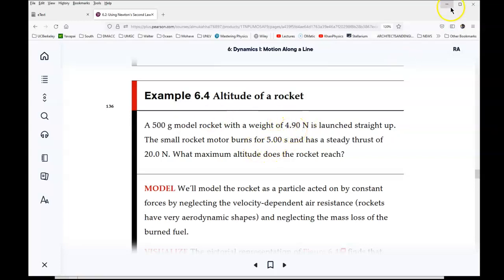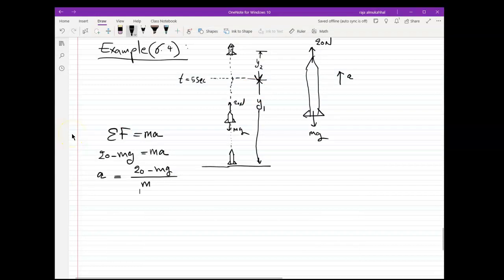So we have here, the acceleration is 20 minus 4.9. He said the weight is 4.9, and the mass is 500 grams, which makes it 0.5, right? And then from there, I can find the acceleration. And when I calculate that, I'm going to get 30.2 meters per second squared.